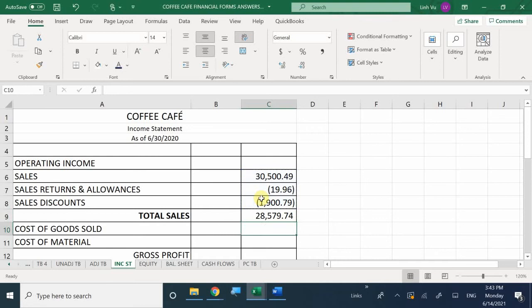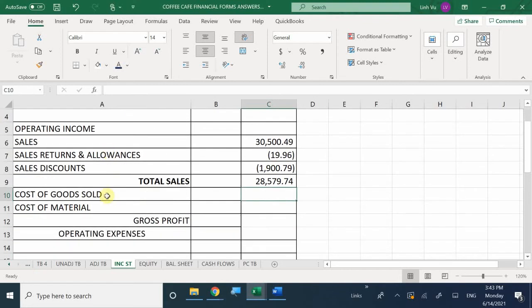28,579.74. So that's the total amount of sales that I accumulated in the month of June. Okay. Now, first thing that we're going to do, so that's just my total sales. Next thing I'm going to solve for is going to be my gross profit.